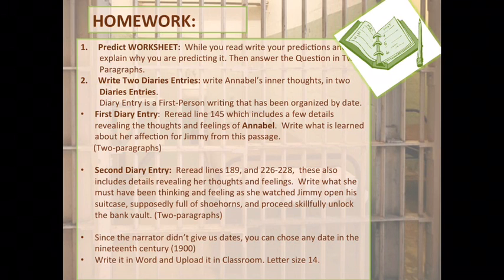Also in 2 paragraphs. Since the narrator didn't give us dates, you can choose any date in the 19th century and write it in Word and upload it in Classroom. Use letter size 14. Alright, have fun!